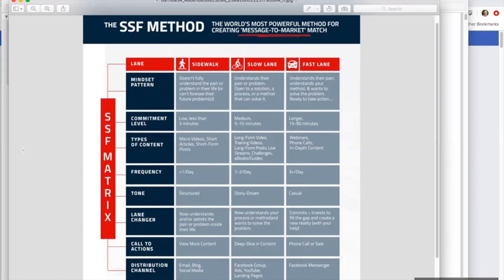Well, keep in mind that for them to be on the sidewalk in your funnel, they have to know you. They don't have to know what you do or how you can help them, but for them to be on the sidewalk, they have to have already opted into your audience one way or another, whether that's a retargeting pixel or them joining your email list. Yes, but can't they enter your funnel from the slow lane?